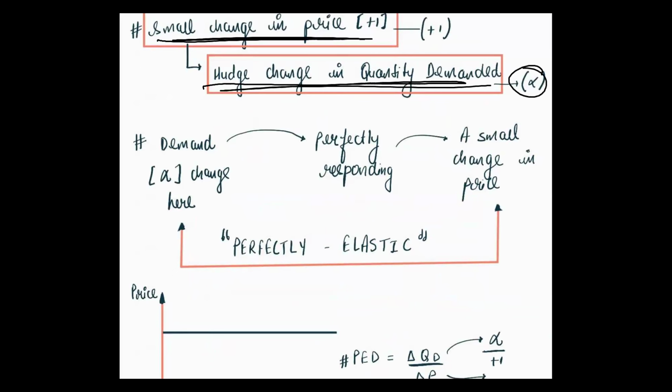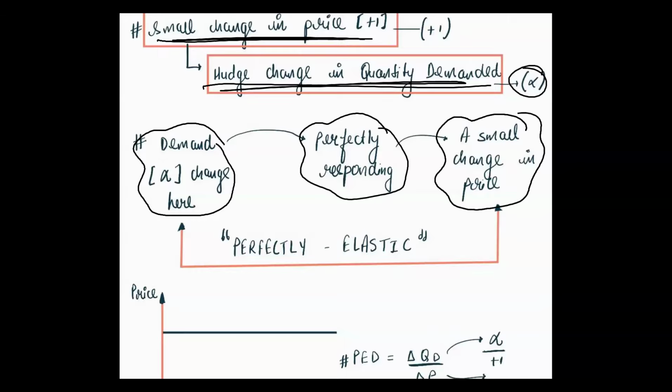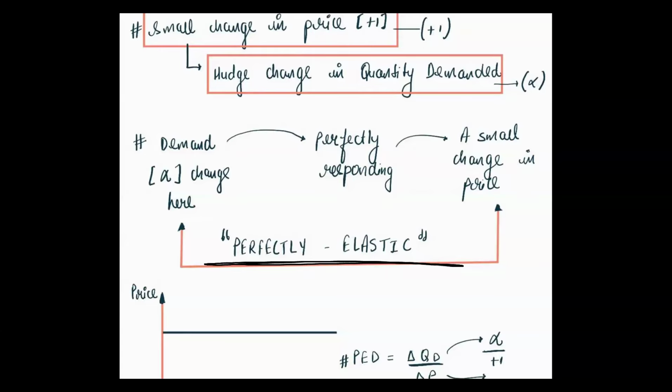Right? So here demand is completely responding to a small change in price, a very minute change in price. So it is perfectly responding to a small change in price. So it is known as perfectly elastic. It is not just responding to the change in price, it is highly responding to the change in price. So you can take the airport kiosk example of currency exchange rate for this reference, right?